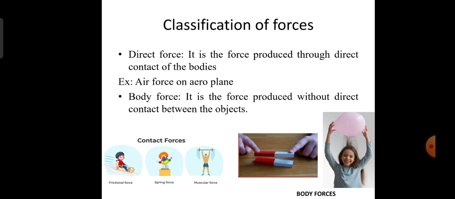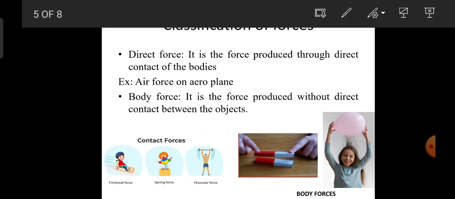Say for example, you can just observe in the figure the contact forces such as frictional force. So these are the frictional force, and then the spring force. Due to the contact of any object on the spring, there is a force exerted on the spring, so that is a contact force, and this is a muscle force. So these are some of the basic examples of the direct force or the contact force.